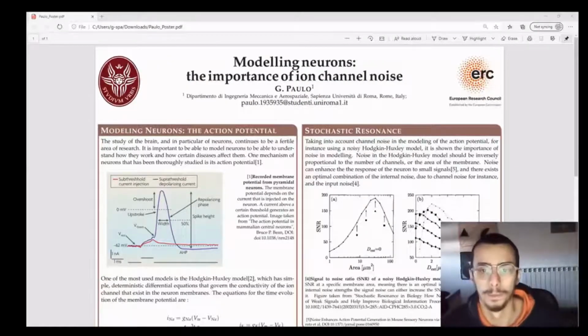Hi, my name is Gonçalo Paulo, and I'm a first-year PhD student at Sapienza University in Rome. And this poster is about the motivation of my project, which is related to the importance of channel noise in modeling neurons.